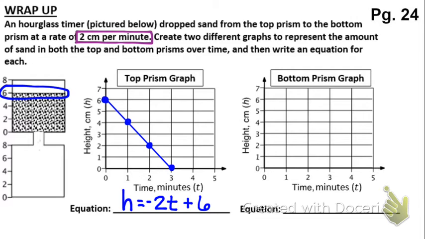All right, let's do our bottom graph. Where does my first dot go? 0, 0. Where's my second dot go? 1, 2. I move over 1 minute, and it went up by 2. Where's my next dot? 2, 4. 3, 6. Connect my dots.